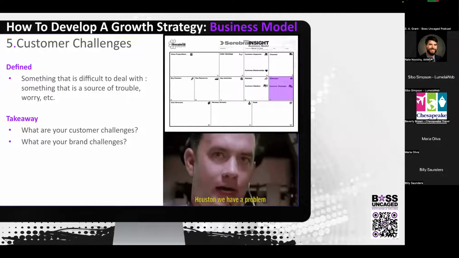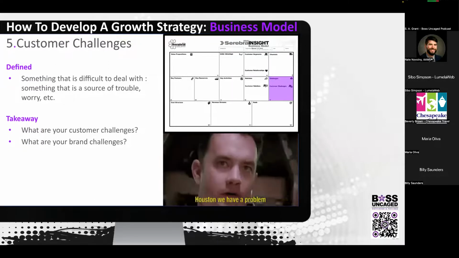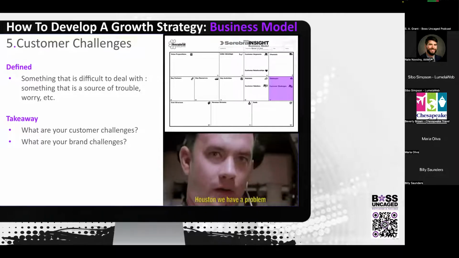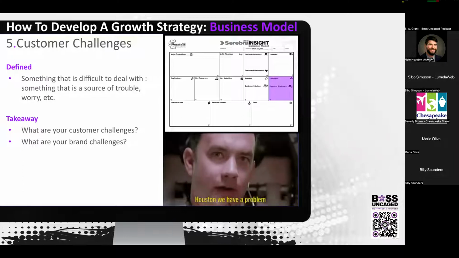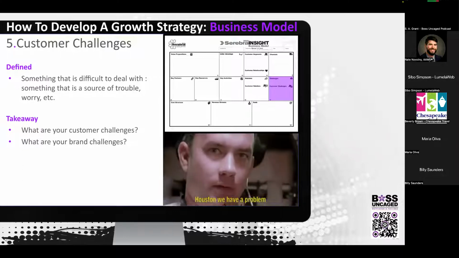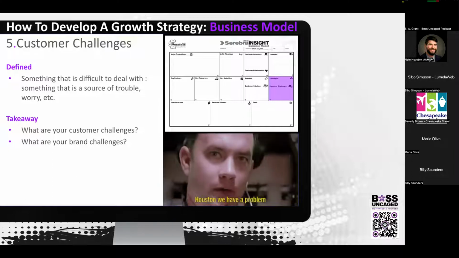Customer challenges. Now, this one obviously goes back to your value proposition. Whatever your value proposition is, it should be something along the core lines of a customer's challenge, because then you're going to apply the solution to whatever that challenge is. So you need to figure out, what does your product or service essentially help that customer with?